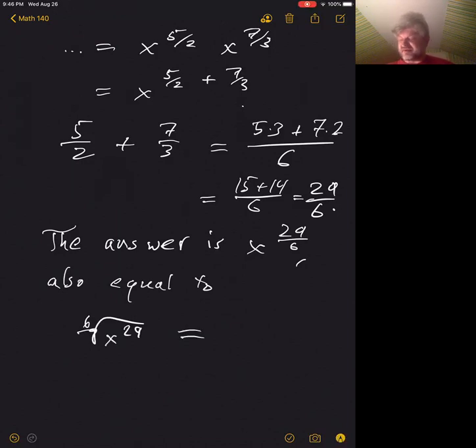And we can also split off a multiple of 6 from the 29. So this is 4 times 6 plus 5 at 29. So if you want, you can write the 29 over 6 as 4 plus 5 over 6. And if you do that and write this as x to the 4 times the 6th root of x to the 5th, then that is simplified radical form.